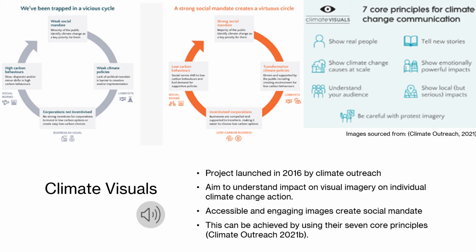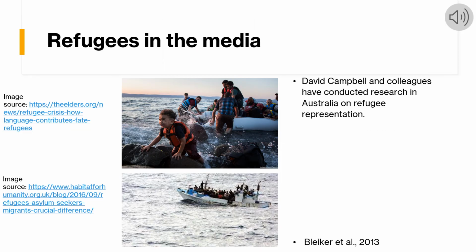David Campbell and colleagues have conducted research into the effects of media on people's perceptions of refugees. This research was conducted in Australia and found that people perceive refugees as a threat to security and sovereignty, and this can be seen in how the media present the refugees to the population. Images of large groups on boats shot from a distance is the dominant form of representation for refugees, consisting of 66% of the photos used in the media.